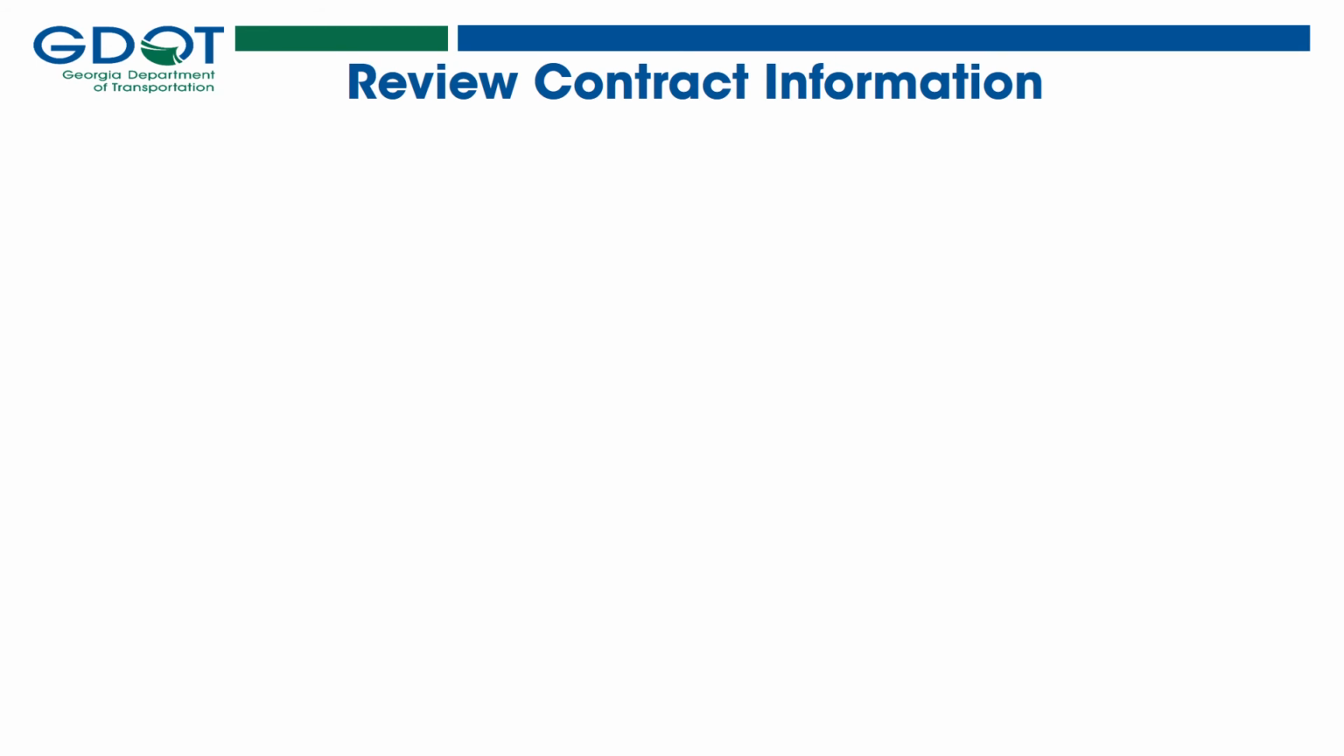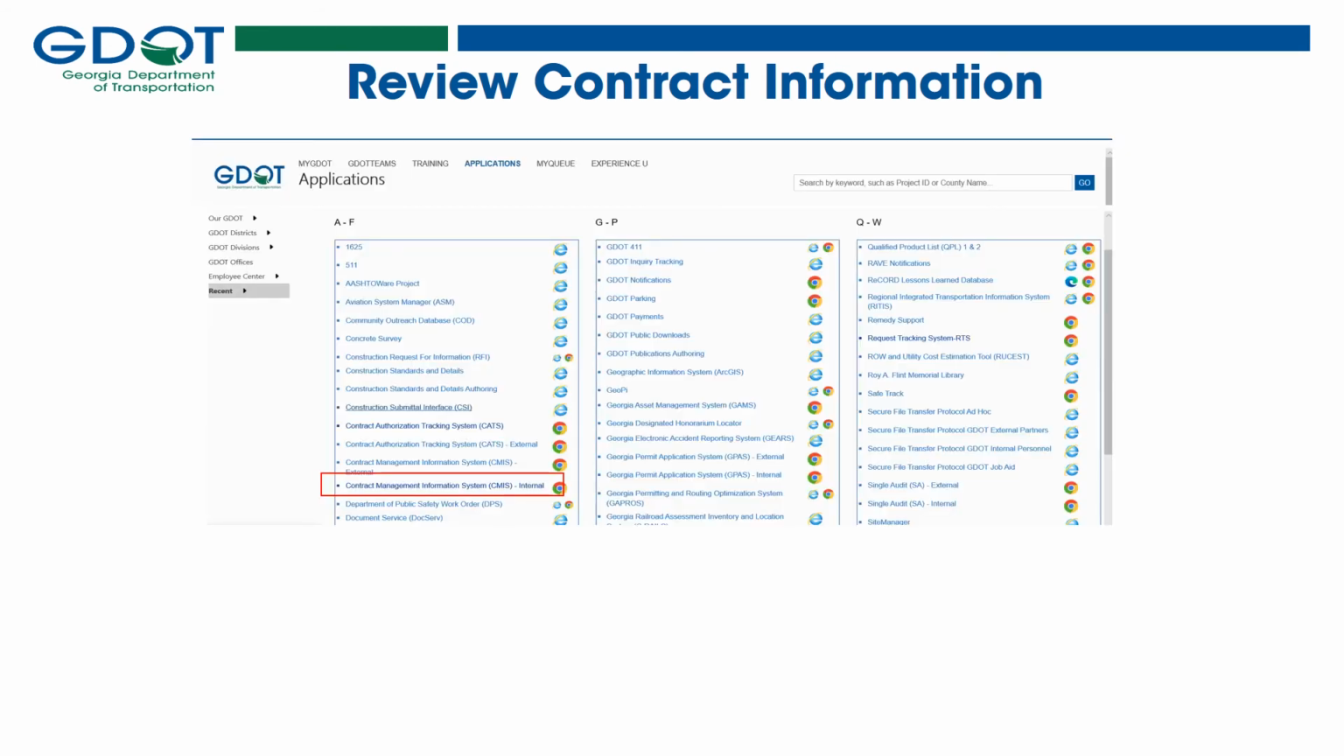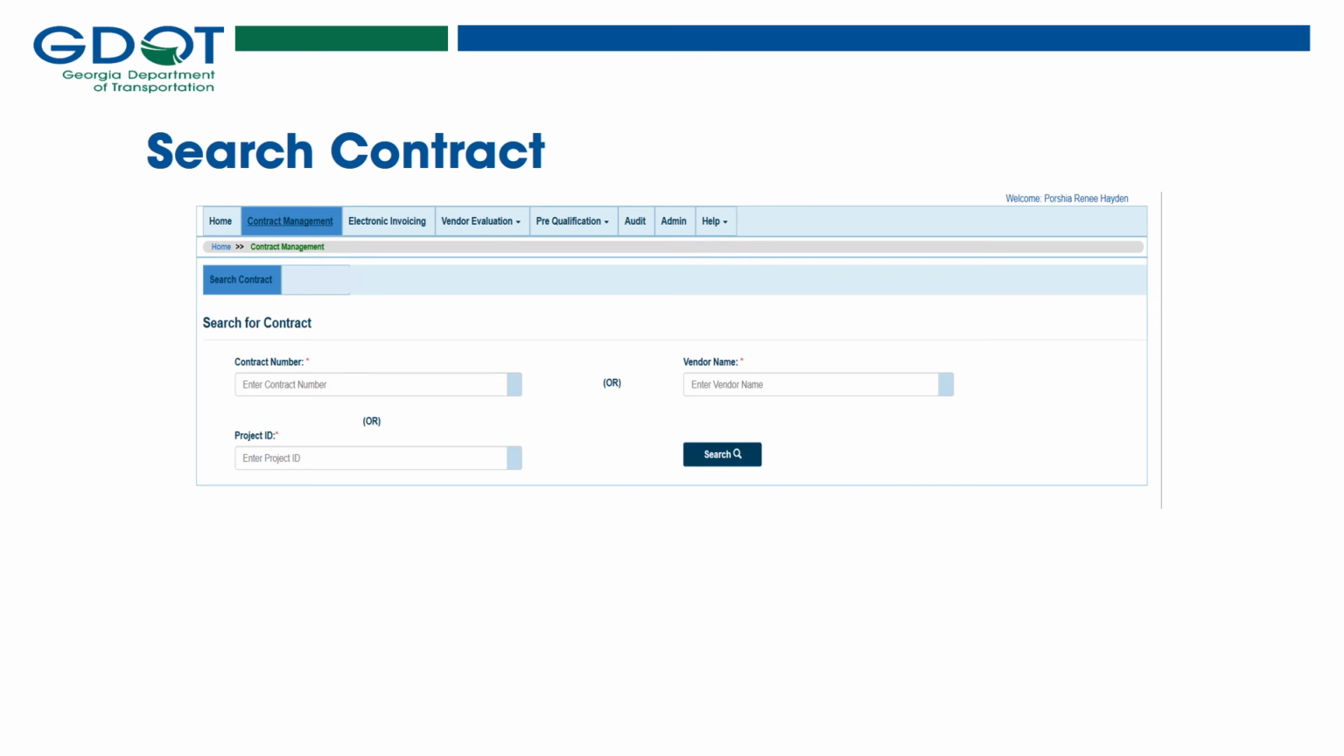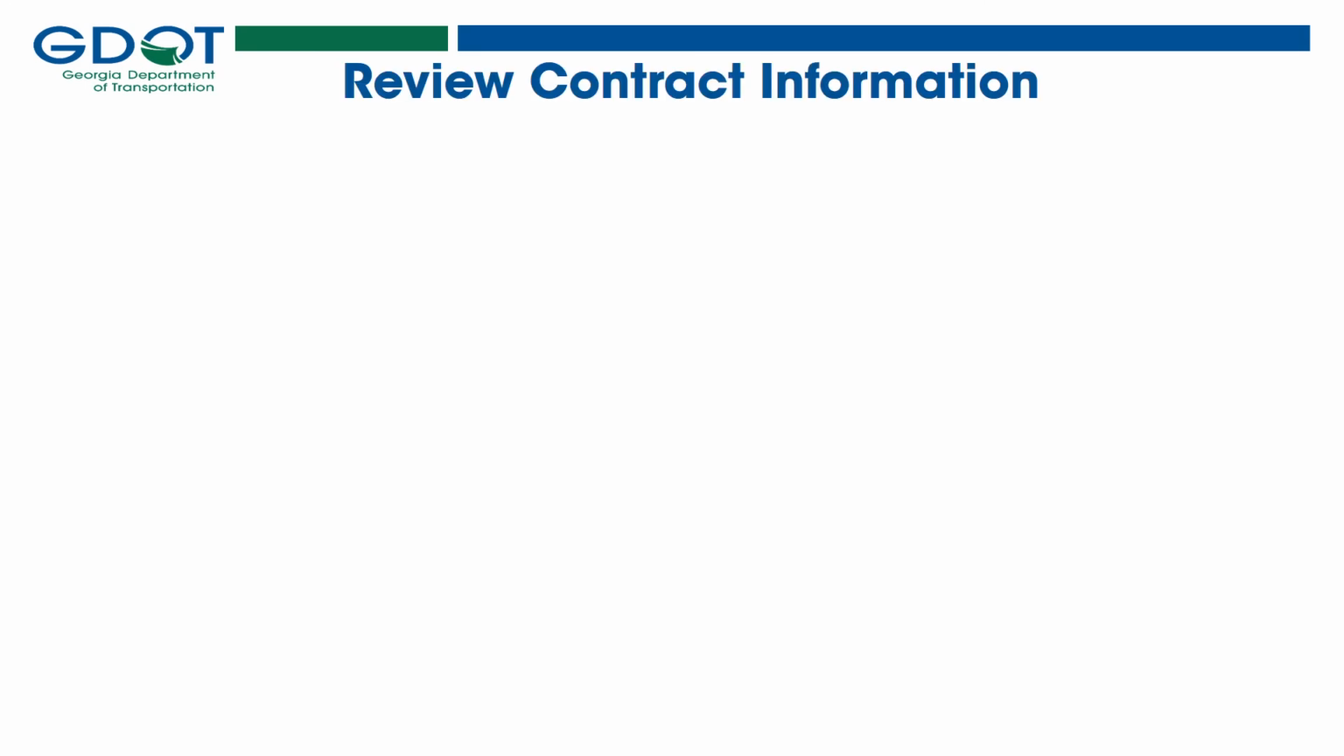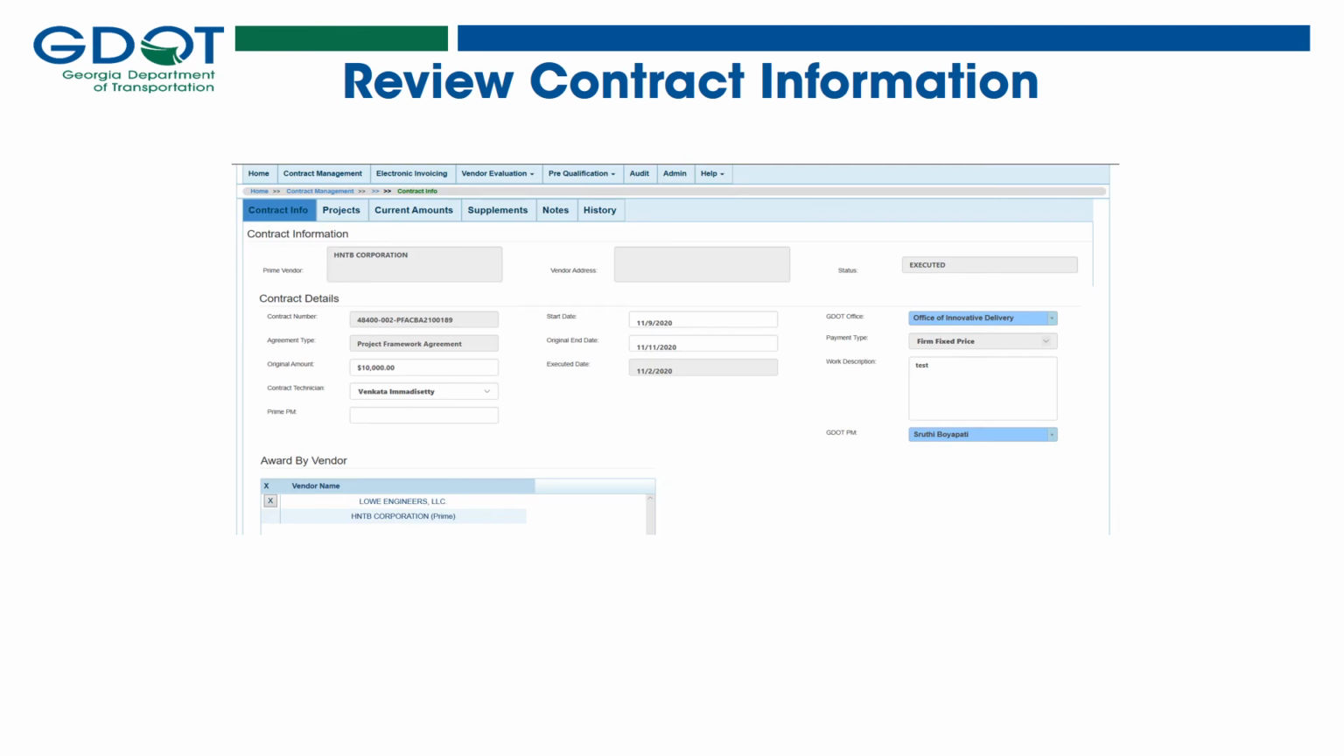To review your contract information at a later date, you can navigate to the GDOT homepage, select Applications, and select Contract Management Information System Internal. After you have selected CMIS Internal from the Applications page, your home page for CMIS should look similar to the one displayed. On this page, you are able to search your contract ID number. Once you type in your contract ID number and select your contract, you are able to look at your contract summary information. Your screen should look similar to the page below.